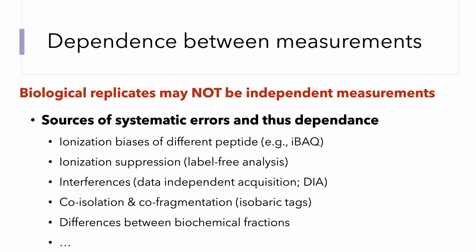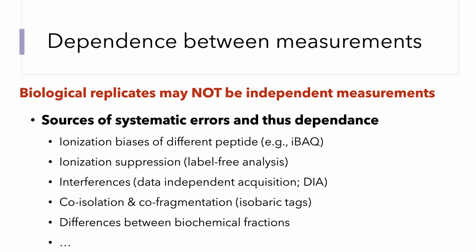Another example is interferences. When fragments that belong to one peptide are being used to quantify another peptide and to estimate its abundance. And this is relevant to data-independent acquisition methods, relevant to other types of analysis as well. There are clever approaches that can help control such interferences, but nonetheless, there always remains a potential that they're not completely corrected and they can lead to systematic biases.